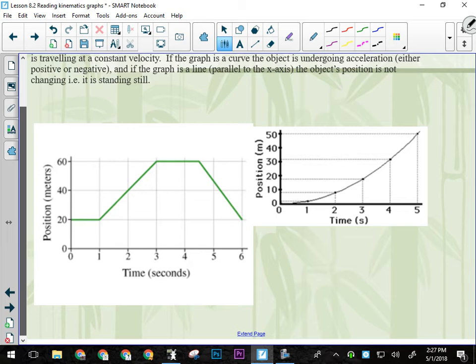So when I see a graph, any kind of graph, where the line is flat, it means that nothing is changing. All right? But here, between 1 second and 3 seconds, the position does change. The object goes from a position of 20 meters to a position of 60 meters. Right? It changes its position by 40 meters in 2 seconds.